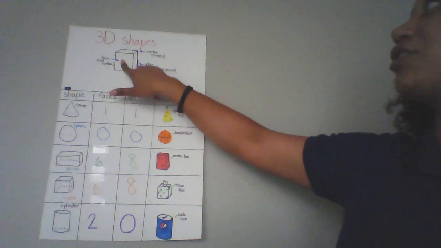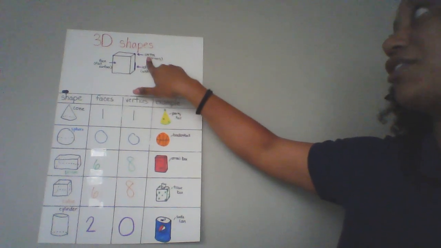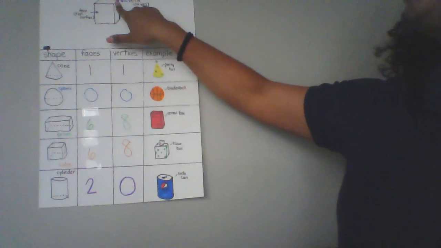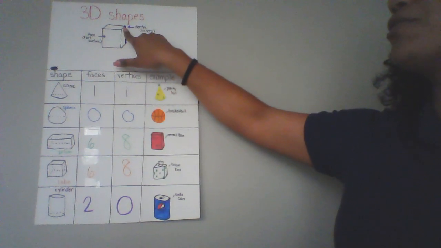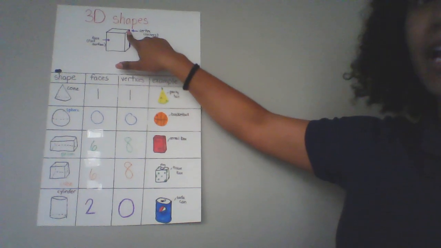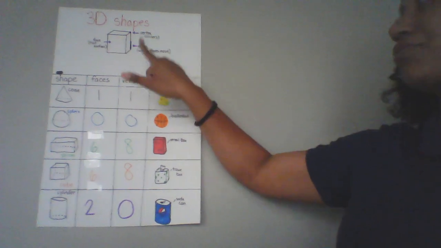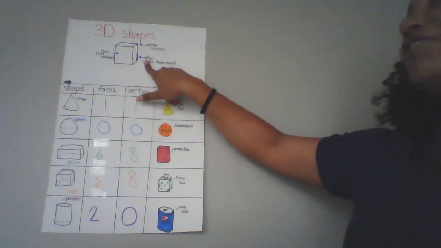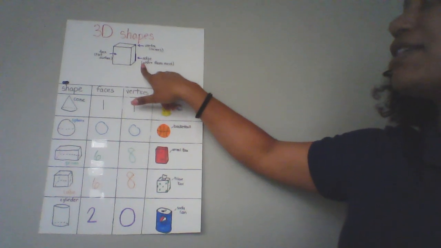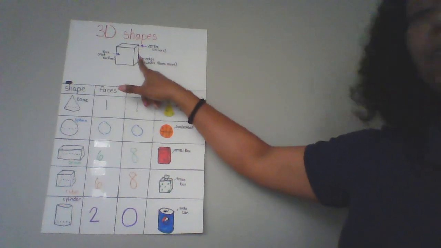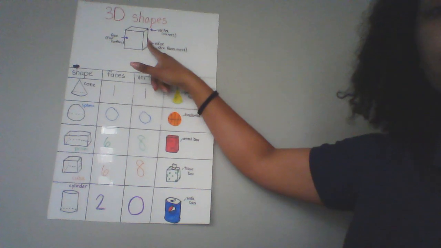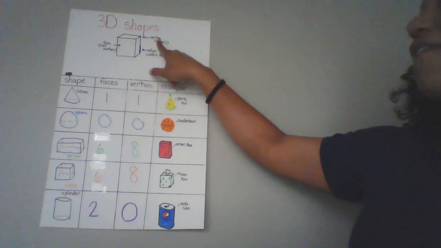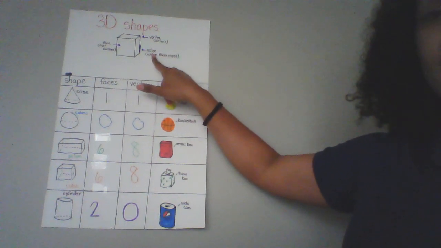The next word you're going to learn about is called a vertex. This is known as the corners of a 3D shape. If you see, the arrow is pointing to the corner, or the vertex, of each 3D shape. The last word you're going to learn about is called an edge. An edge is where the faces meet and they kind of make a line. So you have three important words to remember when you're learning about 3D shapes: a face, a vertex, and an edge.